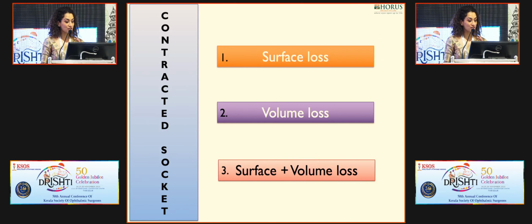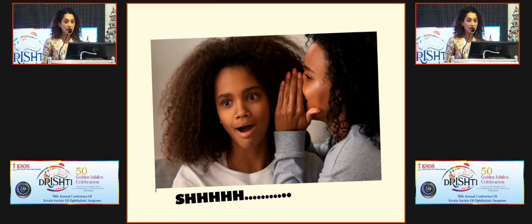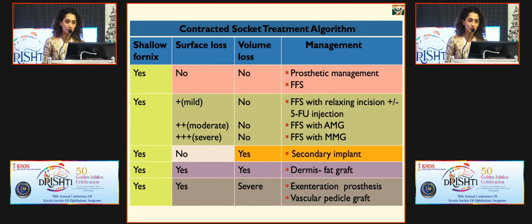All right, so basically the principle is look for surface loss, look for volume loss, and both surface and volume loss. I'm going to share my secret with you, okay? So this is what works for me. This is exactly what I do. I look for a shallow fornix, how the fornix is, then I evaluate the surface loss and the volume loss. I'm not going to explain the whole thing. You can take a picture and we can discuss later. And depending upon that, I plan my management.